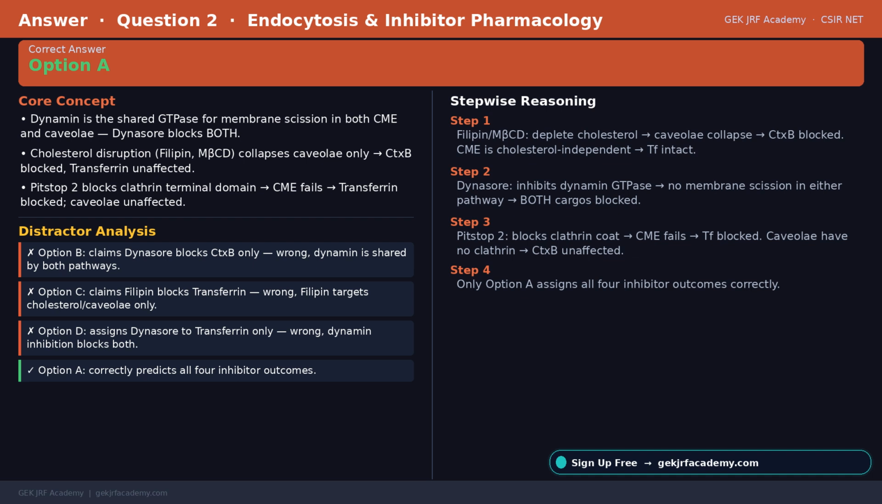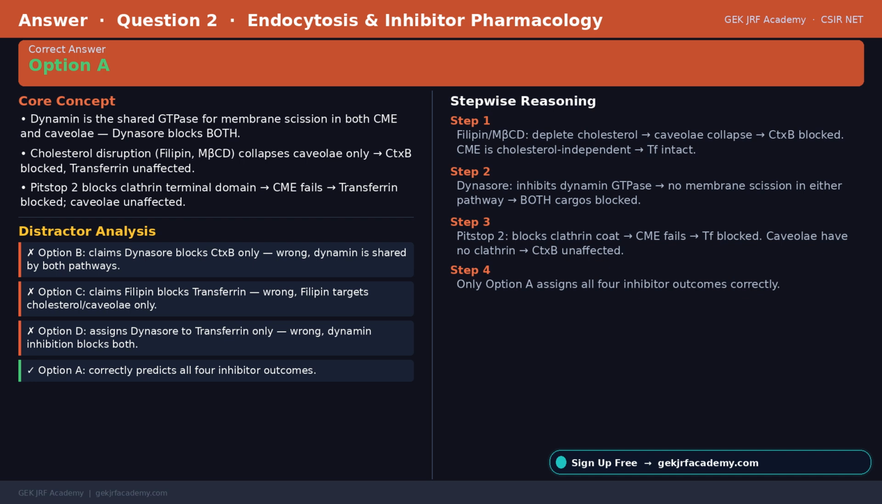Methyl-β-cyclodextrin blocks both. The correct answer is option A. The core concept. Clathrin-mediated endocytosis uses Clathrin coat proteins, the AP2 adapter, and dynamin for membrane scission. Caveolae-mediated endocytosis uses cholesterol-rich lipid rafts, caveolin-1, and also requires dynamin for membrane scission.